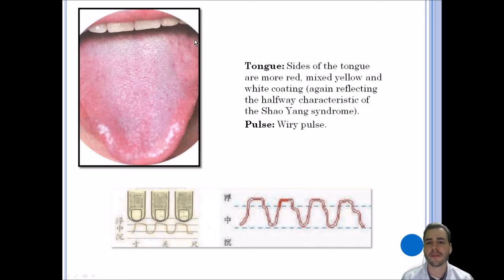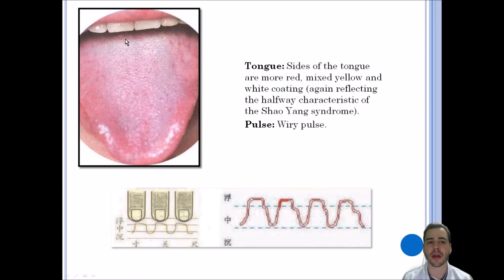The second thing to know if it's Shaoyang is the tongue diagnosis and the pulse diagnosis. That is really important in Chinese medicine. First, we check the tongue, the sides of the tongue. The sides of the tongue are going to be slightly red. That shows us the gallbladder position, the Shaoyang, and that means the pathogen is there, the external things that are affecting our body.